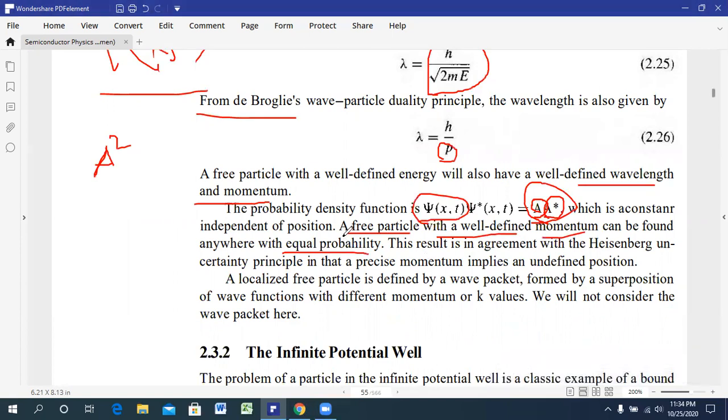For a free particle with a well-defined momentum, that means if this p value is a constant value, that well-defined momentum can be found anywhere with equal probability. Why is this known as equal probability? Because from psi of x and t with the asterisk sign of psi of x and t, the asterisk means conjugate, so it equals a with a conjugate, that means that one is a square, so that one is a constant.